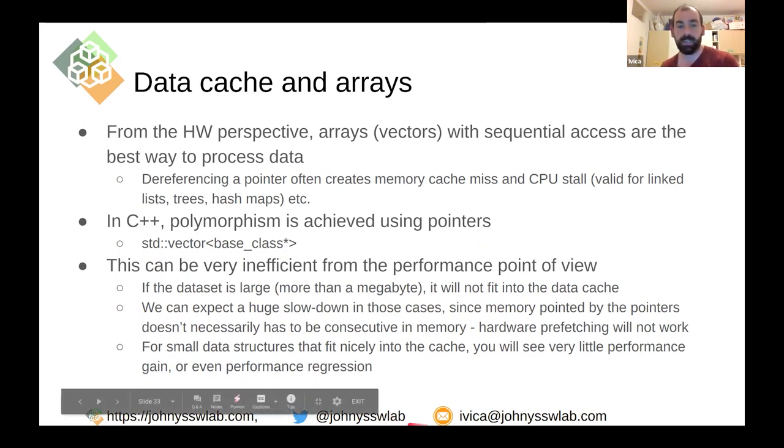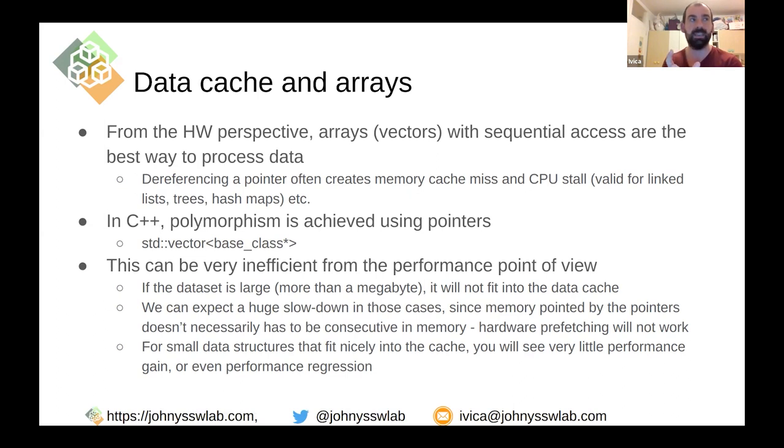For small data structures that fit nicely into the cache, you will see very little performance gain or even performance regressions. So all this talk is about really large data structures. If you have a data structure that's 1 or 2 kilobytes, all these things about optimization don't make sense. Your whole data set fits the cache, so you don't see these problems.